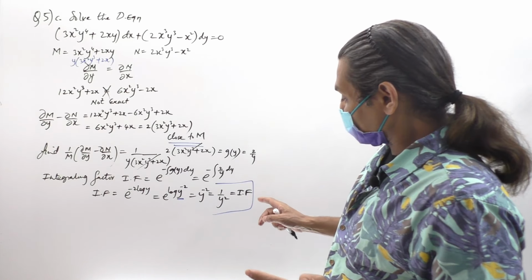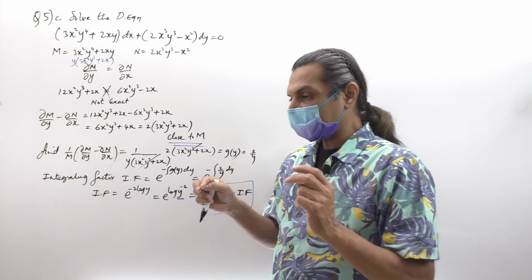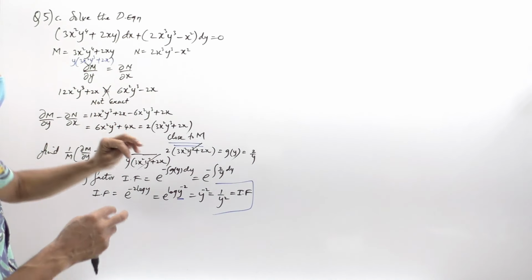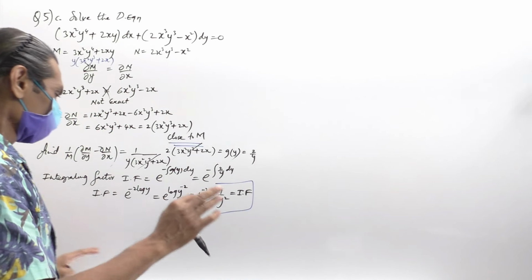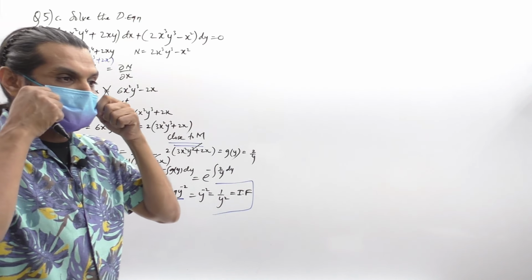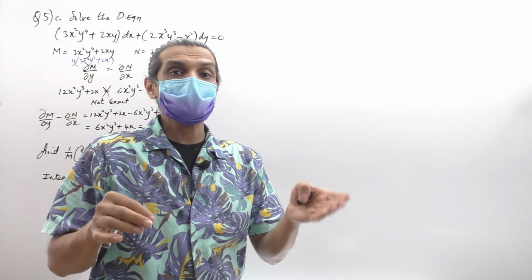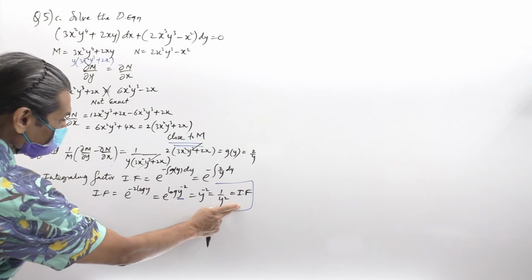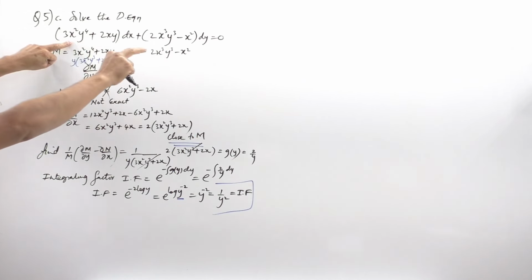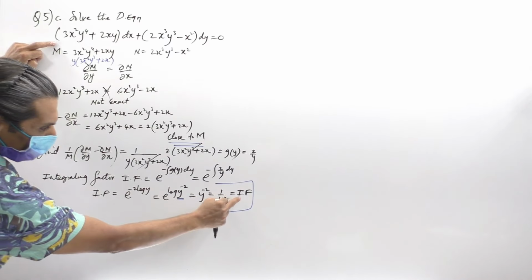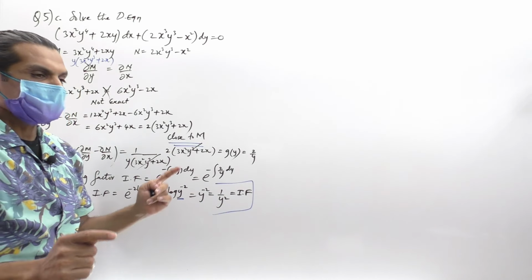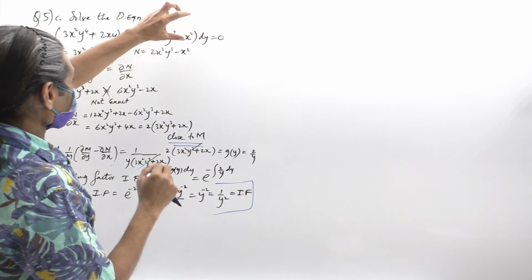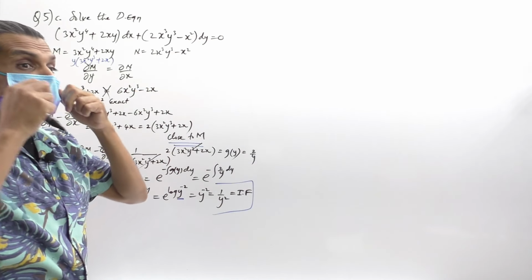Now here the IF is 1 by y squared. What is the IF? It is a factor which, when multiplied with an equation which is not exact, makes it exact. Getting it? So what is the solution of exact? The solution of exact is integration of M dx plus integration of only the y terms of N dy is equal to c. Now let's multiply this 1 by y squared with the equation. I'll do it directly here. Once again, IF means integrating factor, a factor which when multiplied with the equation here in front of you makes it exact.